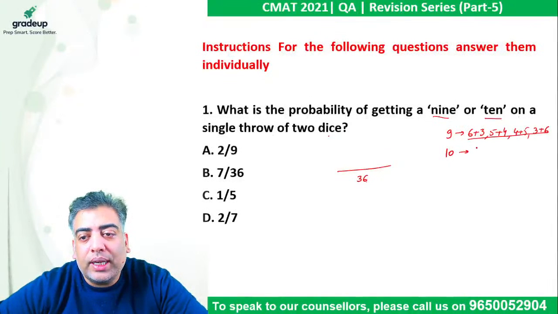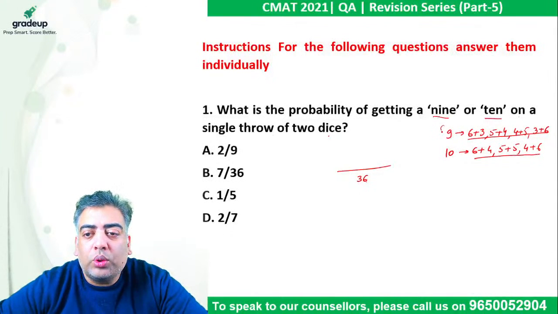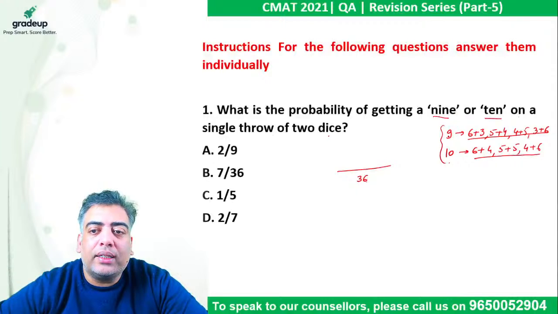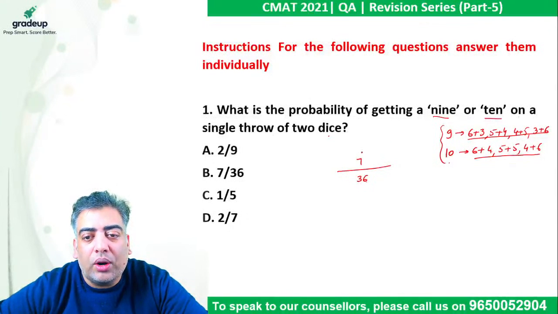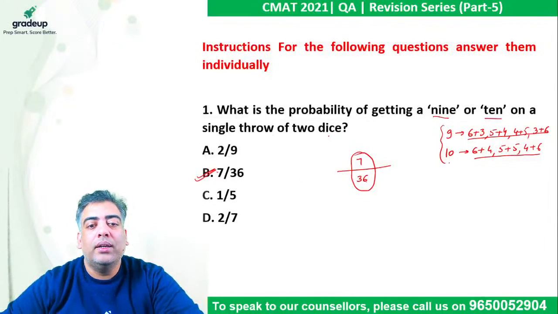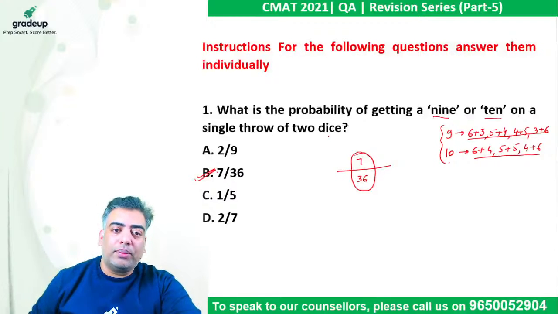Likewise, when it comes to 10, it can be either 6 plus 4, or 5 plus 5, or 4 plus 6. There are a total of 3 ways. So the total number of ways in which we can get 9 or 10 comes out to be 4 plus 3, which is 7 out of 36. So the required probability comes out to be option B, which is 7 by 36.